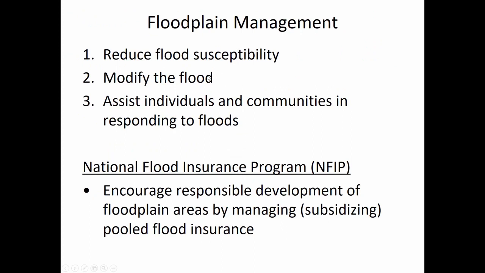Modifying the flood means taking the water and putting it someplace else. So you can think of this first step as being prevention, preventing the flow rates from being so high. Step two, modify the flood, means you're going to still have a certain amount of water and you're just trying to put it other places so that the water itself isn't in the habitable areas that have a lot of economic value. And then the third phase of floodplain management is just responding to floods, helping people.